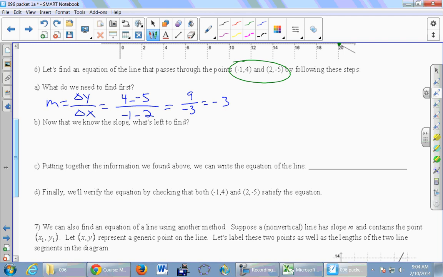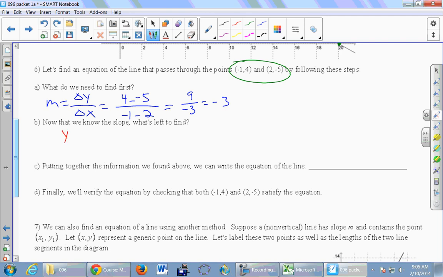All right, so the slope is negative 3. Is that okay? What do we still need to find? The y-intercept, right? We don't have it in this case. We just have 2 arbitrary points here. So here's a technique to find the y-intercept.